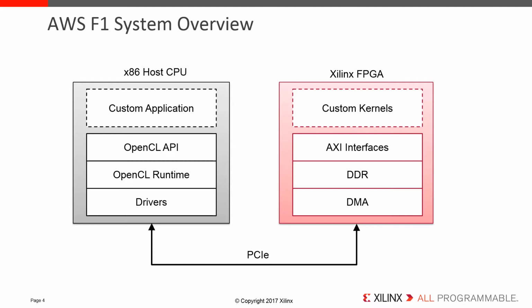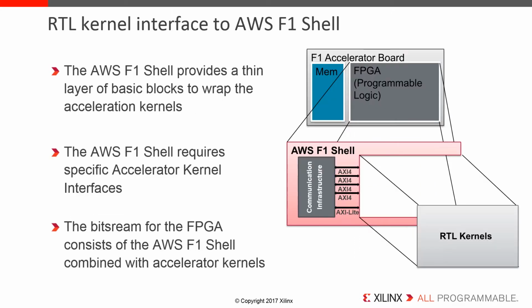On the FPGA side, you have the custom kernels, which are built on top of the AXI interfaces, DDR memory controllers, and PCIe DMA, which are the hardware platform blocks that enable the kernel to talk to the x86 CPU. The AWS F1 shell facilitates the kernels talking to the memory and the host CPU via the PCIe. It provides a thin layer of glue logic that is not differentiating, thus allowing you to focus on the acceleration logic in the kernel.